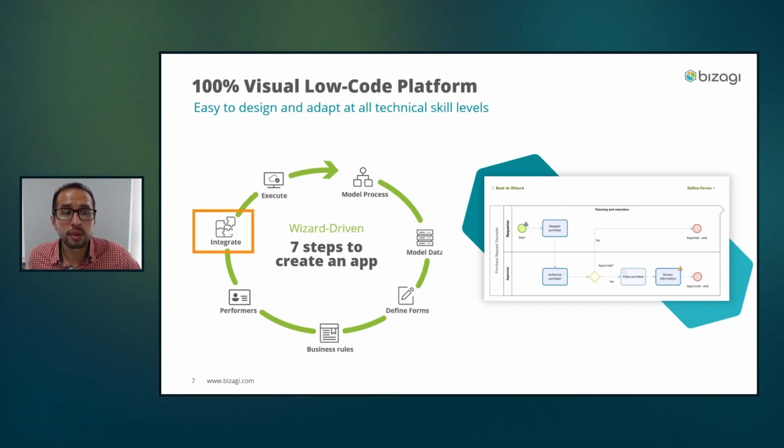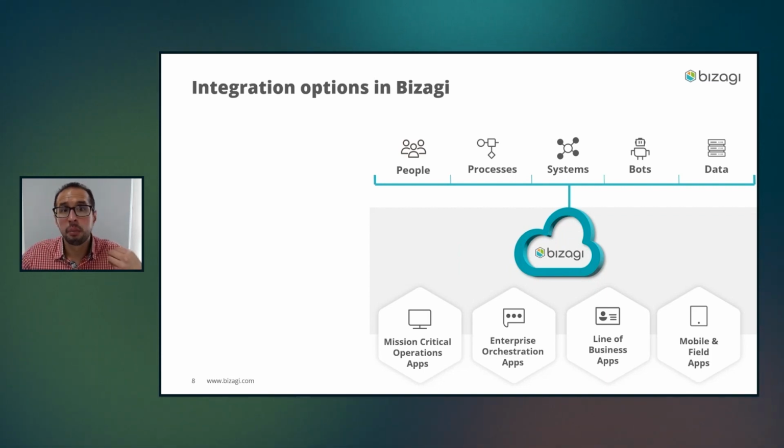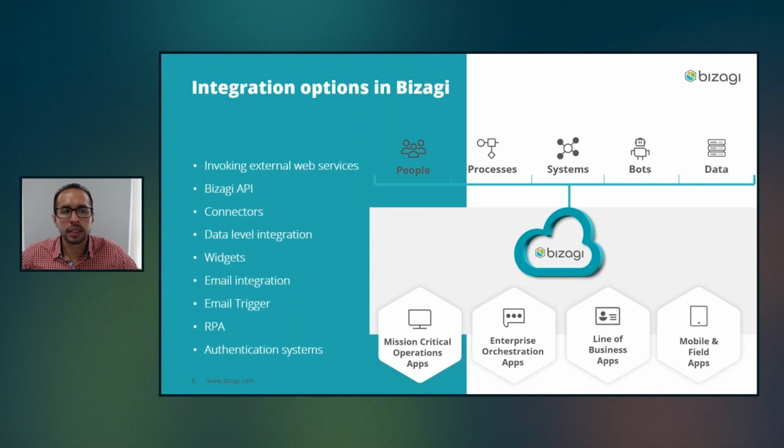Within those 7 steps, we have one in particular that is the integration step, and it is one of the ones we will be talking about the most within this session. So when we are talking about integrations in Bizagi, as you see, we need to orchestrate multiple elements, multiple systems, multiple bots, multiple sources of data. So how can we actually complete those integrations? That's where we have the different integration options that are available in Bizagi.